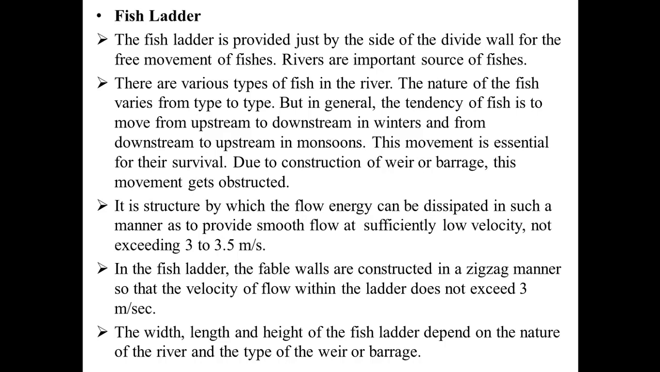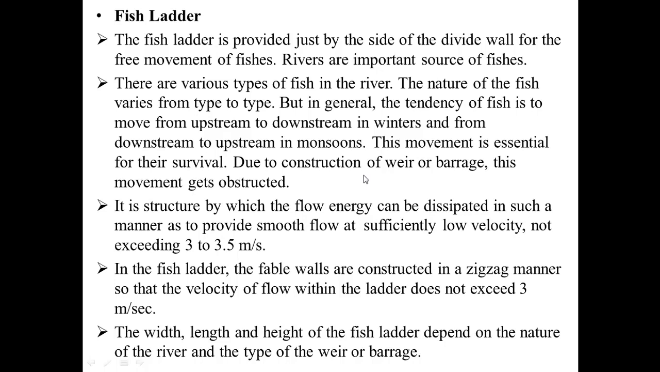There are various types of fishes in the river. The nature of the fish varies from type to type, but in general the tendency of fish is to move from upstream to downstream in winters and from downstream to upstream in monsoon. This movement is essential for their survival. Due to construction of a weir or barrage, this movement gets obstructed.